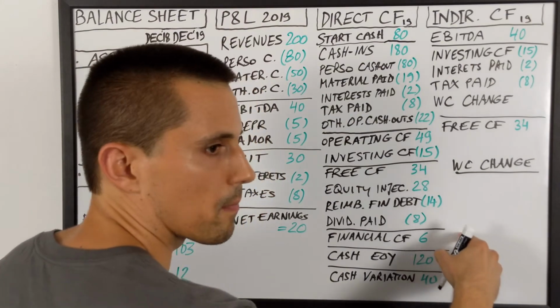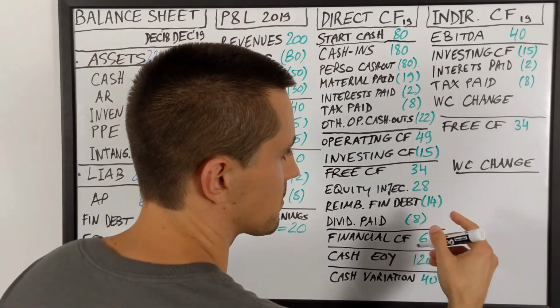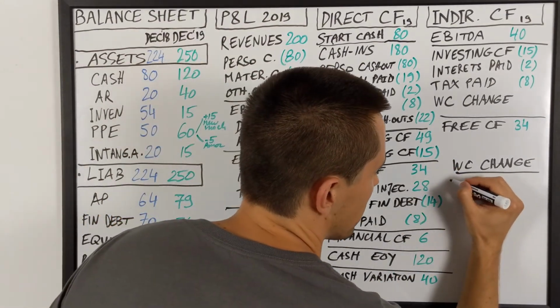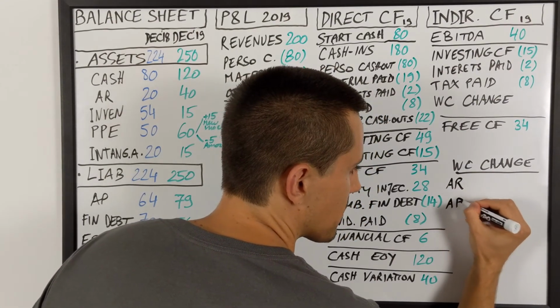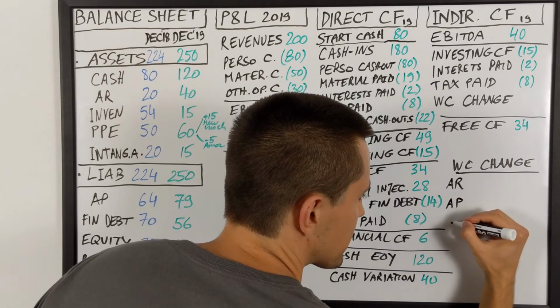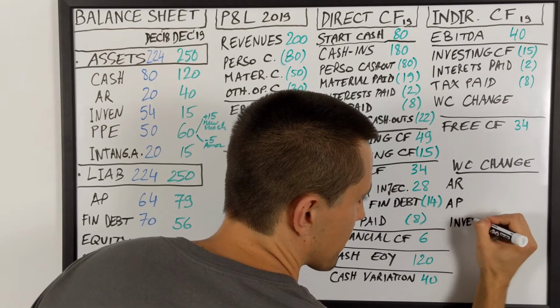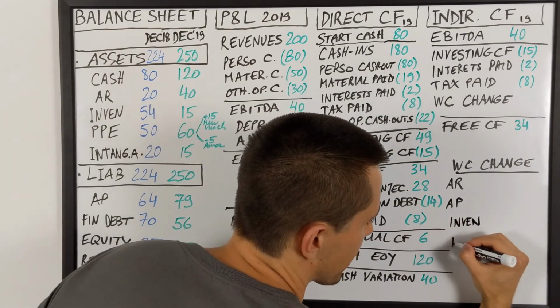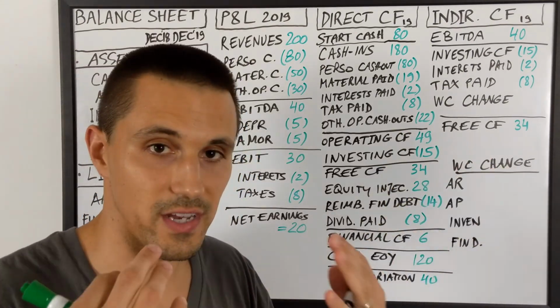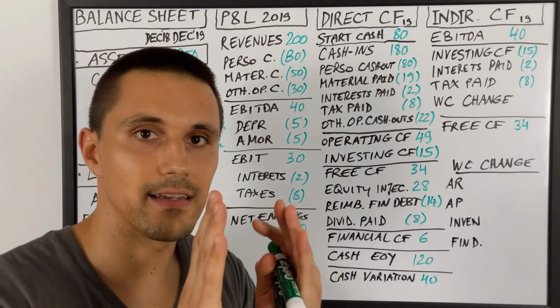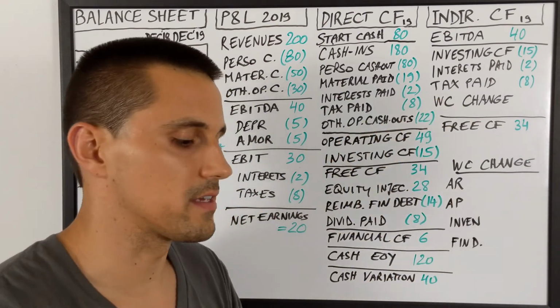So you have 4 positions going into the working capital change here, which are accounts receivables, accounts payables, inventory, as well as financial debt. We are talking about the working capital change, which means we're gonna analyze one year versus the other year.